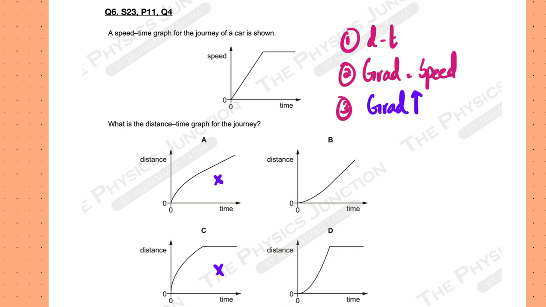So for the first part, the gradient is increasing, and then as the speed becomes constant, this means that the gradient would become constant, which means that the shape turns into a line. So gradient is constant, right? So gradient becoming constant means this. This is not true because a distance time graph being horizontal means gradient is 0, which means speed would be 0, but speed's not 0 here.